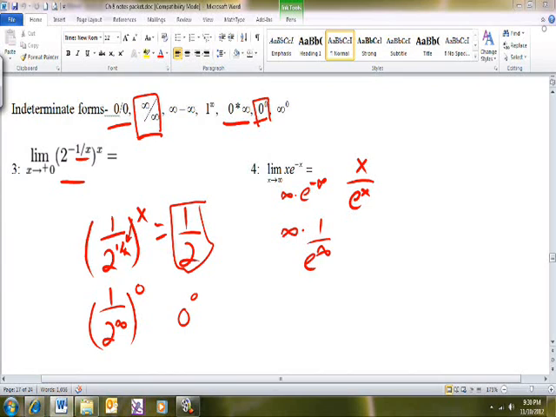Now we apply L'Hopital's rule, which gives us 1 over e to the x. And if we plug in infinity now, we end up with 0. So it really depends on which one goes to 0 fastest. If the numerator goes to 0 fastest, we'll go to 0. If the numerator goes to infinity fastest, we'll go to infinity. If the denominator goes to infinity fastest, then we'll end up with 0, like in this case.